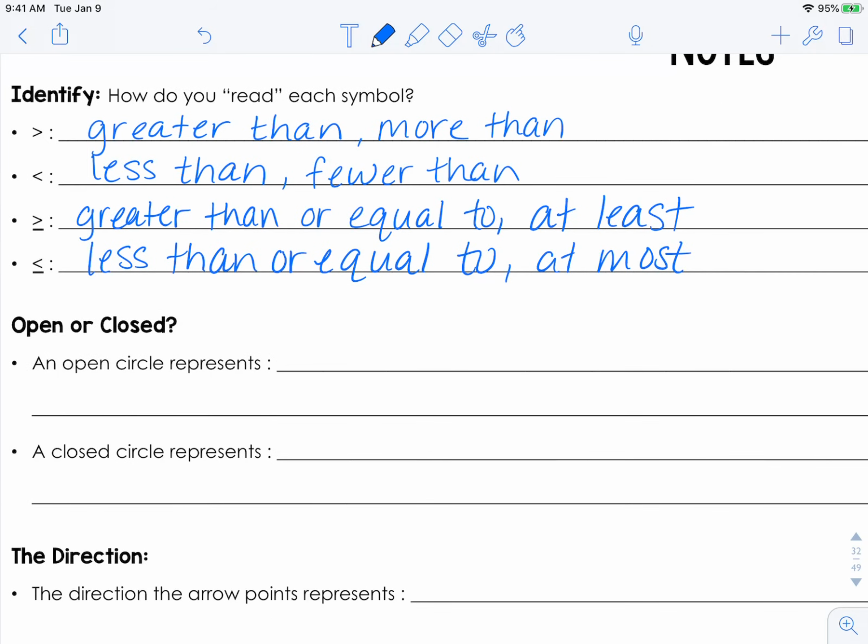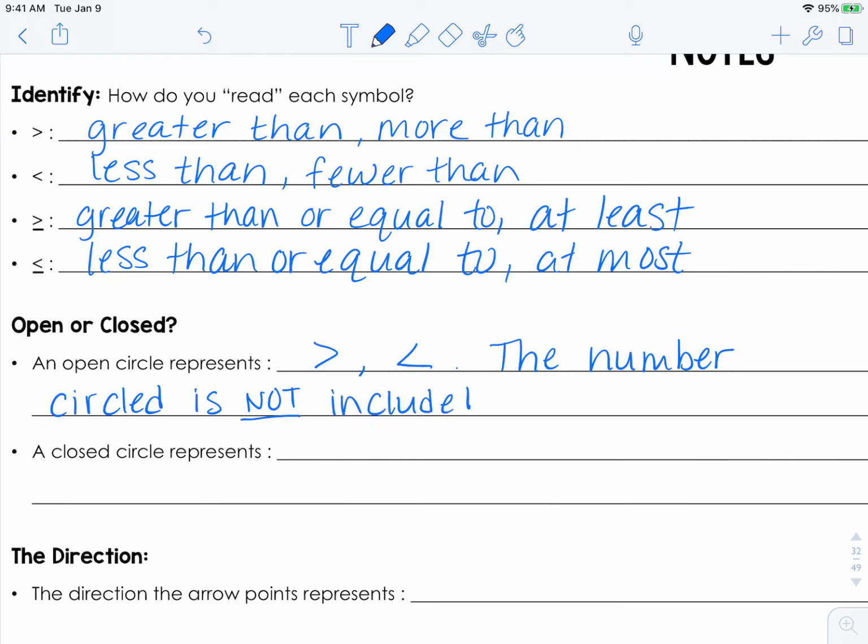So when you have an inequality graphed on a number line, you're going to have a circle, just like you plot a point on a number line, but this time you're going to have sometimes an open circle or a closed circle. An open circle represents either of these two symbols, and it means that the number circled is not included in the solution set. So if you have a closed circle, it's with either of these two symbols, and it's the opposite. It means the number circled is included.